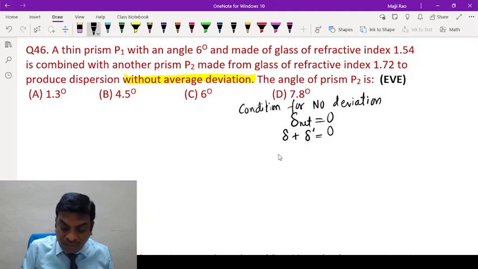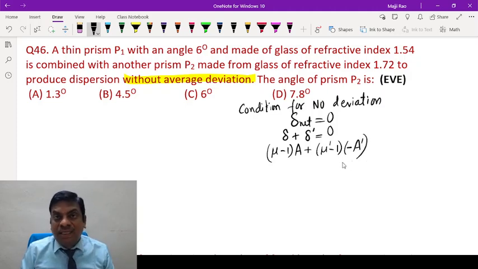Now, as you know, the mean deviation is given by mu minus 1 into A, and here also mu dash minus 1 into minus A dash, because the other prism should be placed in an inverted manner. You know, in order to have no net deviation, the two prisms should be placed in an opposite manner. In other words, the base of the first prism and the base of the second prism should be opposite. The base of the first prism is at the bottom, base of the second prism should be at the top. So that's why I have taken minus A dash.